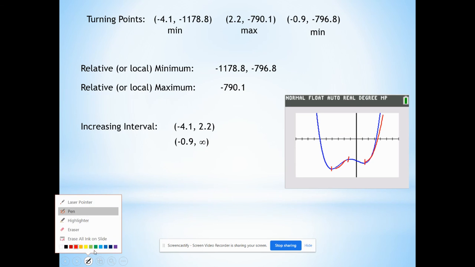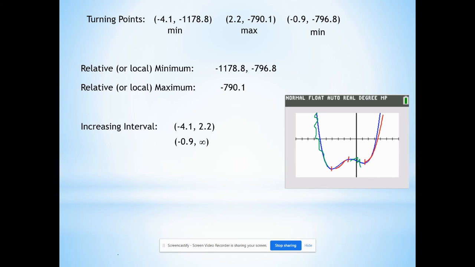And then my decreasing intervals, now this one's going to be decreasing in this area right here and in this little area right here. So it's going to be decreasing, starting at negative infinity to negative 4.1. And then also it's going to be decreasing between these two values right here. So it's going to be decreasing from 2.2 to negative 0.9.